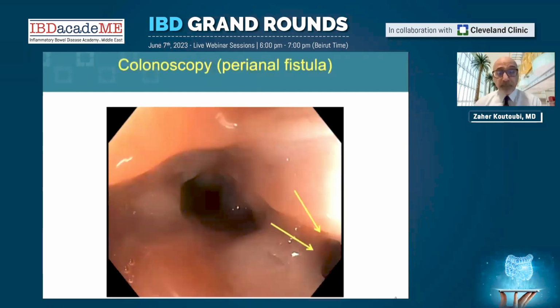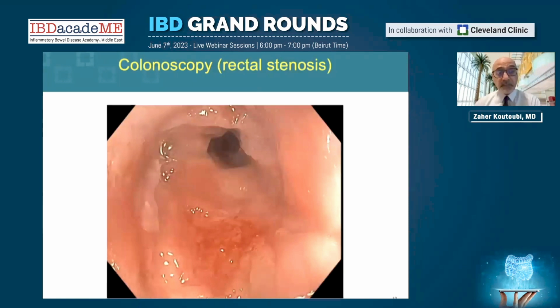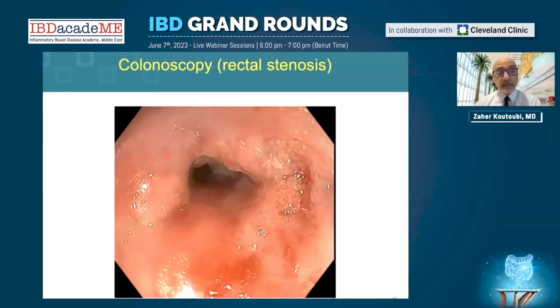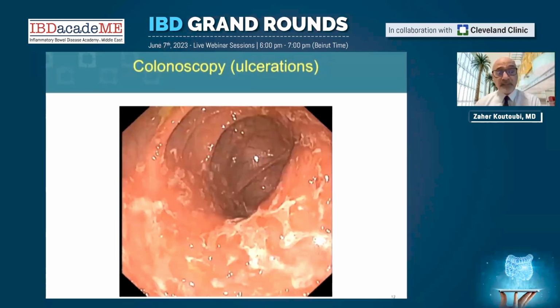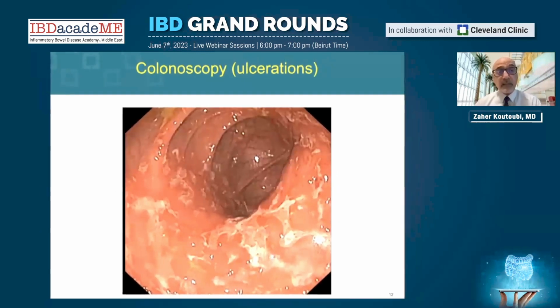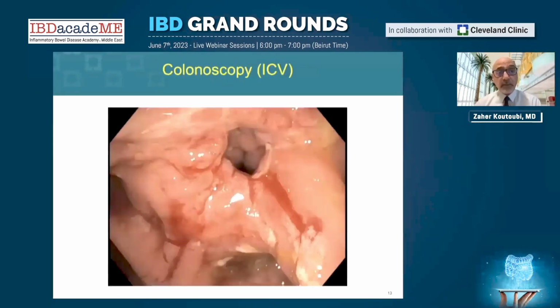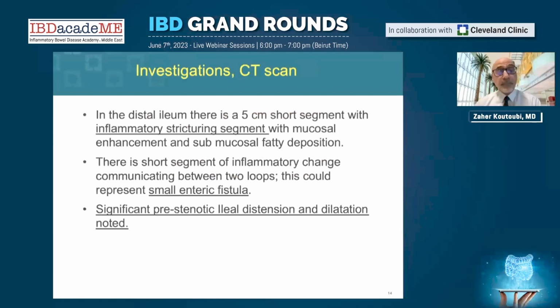So these are the pictures of the colonoscopy, and you can appreciate here the opening, and that was the perianal fistula. This is the rectal stenosis area, which again was passed through the pediatric scope. Again, the same area of the rectal stenosis. These are the diffuse ulcerations he had, mainly in the rectum and the ascending colon. And here you go, the ileocecal valve, which was very much stenosed and fibrotic, and we could not go through. I tried the pediatric scope, but we were not able to go through.